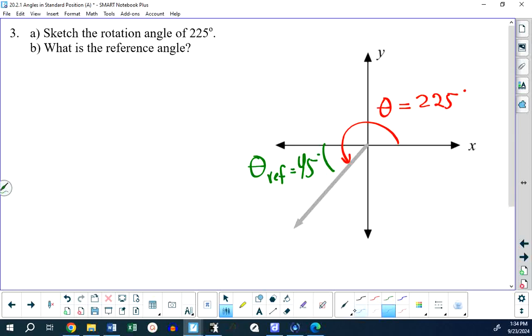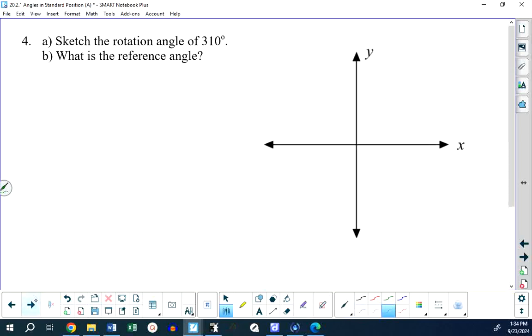Okay. And we're obviously going in the four different quadrants, 310 degrees. With a little bit of thought, I hope that you understand that it is going to be 50 degrees shy of a full revolution. Right, 360 minus 310 is 50, which, by the way, indicates that the reference angle is 50 degrees. The rotation angle is 310 degrees.